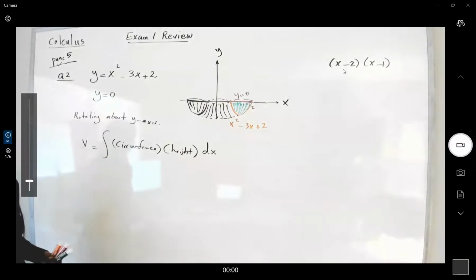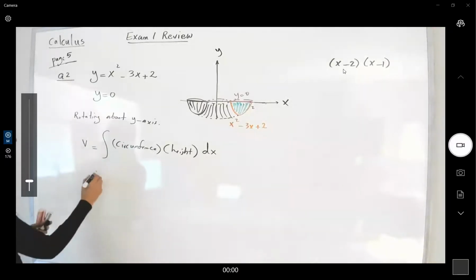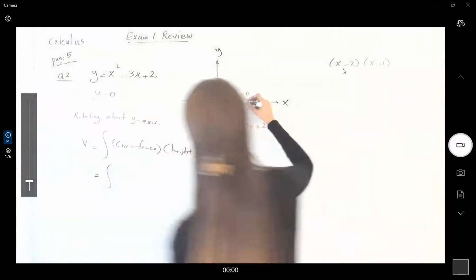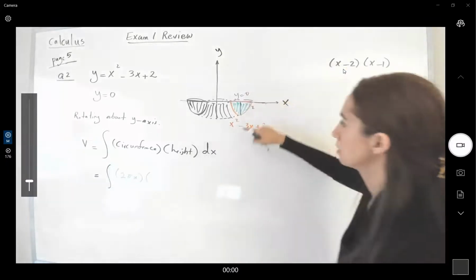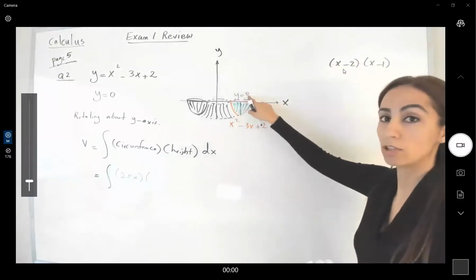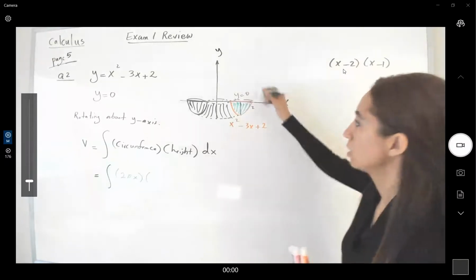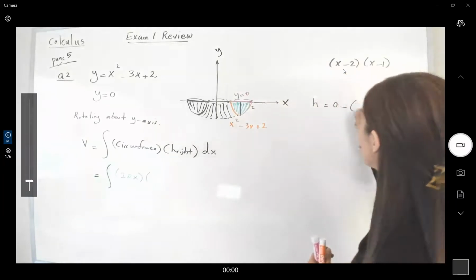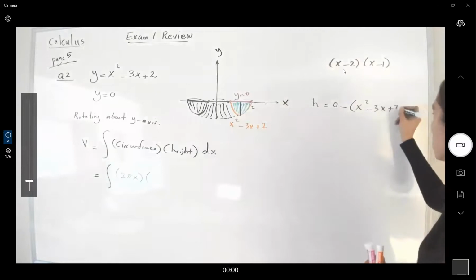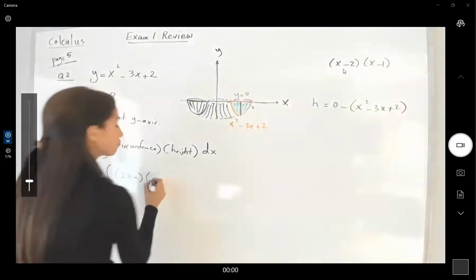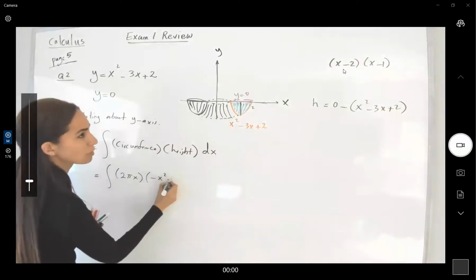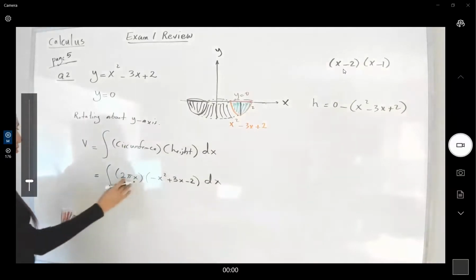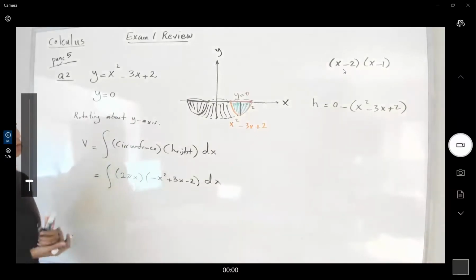The circumference is just 2 pi times x. And what about the height? Is it this function minus this function, or this function minus this function? What is this distance? The top function is 0. The height is 0 minus (x squared minus 3x plus 2), which is negative x squared plus 3x minus 2, dx. Then you distribute x into the parentheses, and then you're done.